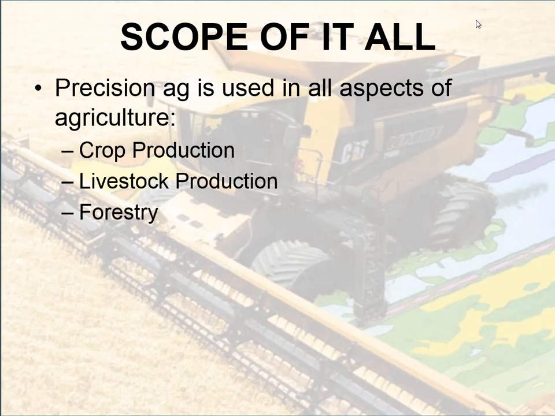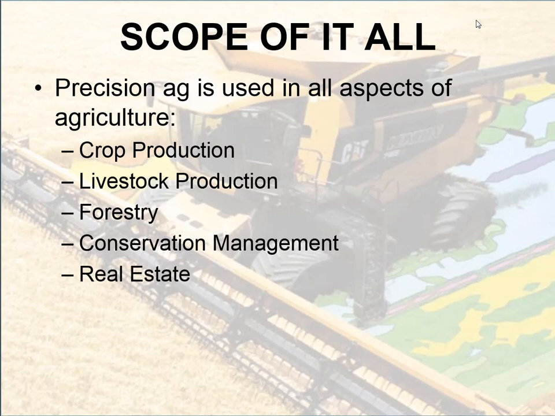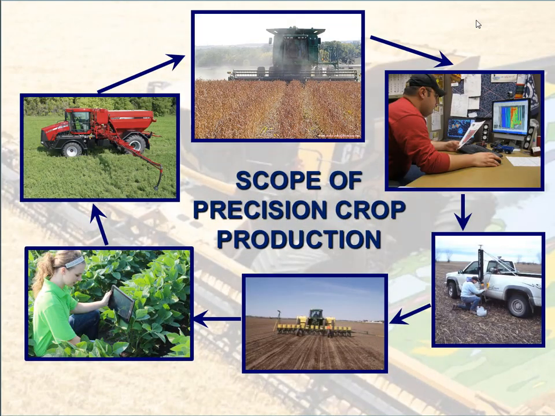Forestry is an agricultural industry, and there are a lot of uses where we're seeing Precision Ag being utilized in that industry. Also in conservation management. As we take a look at the world around us, conservation is becoming a bigger thing. Real estate: as we look at real estate's effect on farming, and utilizing Precision Ag to that extent, as well as logistics and transportation. So to break those down, like I said, crop production is the biggest area where we'll see that.